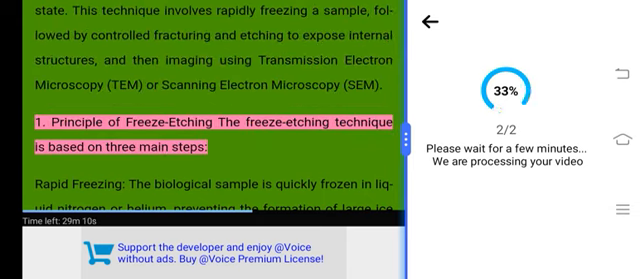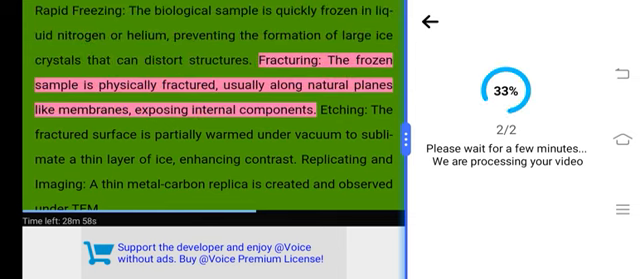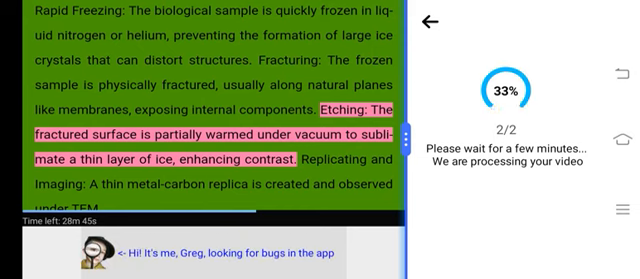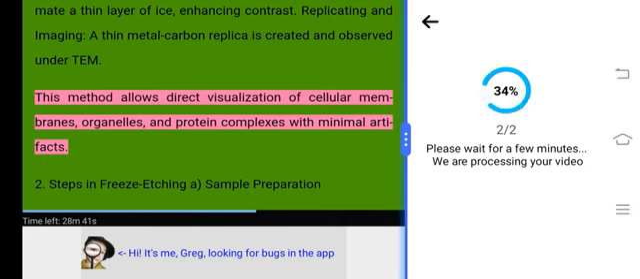1. Principle of freeze etching. The freeze etching technique is based on 3 main steps. Rapid freezing. The biological sample is quickly frozen in liquid nitrogen or helium, preventing the formation of large ice crystals that can distort structures. Fracturing. The frozen sample is physically fractured, usually along natural planes like membranes, exposing internal components. Etching. The fractured surface is partially warmed under vacuum to sublimate a thin layer of ice, enhancing contrast. Replicating and imaging. A thin metal carbon replica is created and observed under TEM. This method allows direct visualization of cellular membranes, organelles, and protein complexes with minimal artifacts.